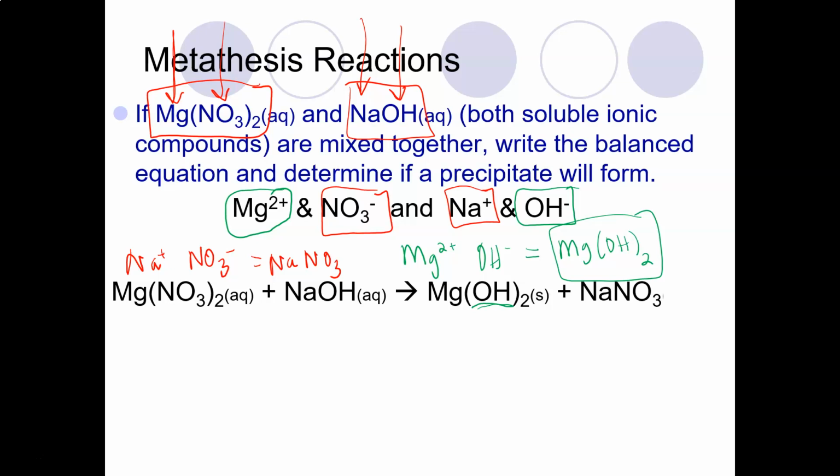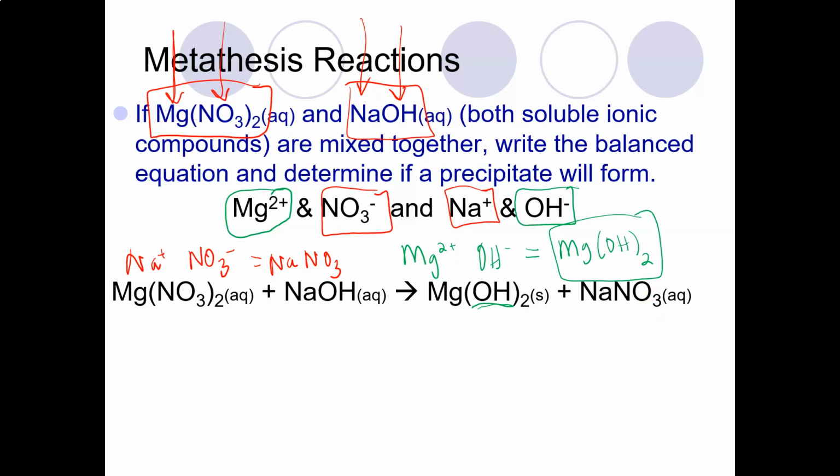And then I look at sodium nitrate. I'm going to look up nitrate in the solubility rules, which is in the soluble section. I go to the exceptions, and there are none, which means all nitrates are soluble. So when something is soluble, we're going to say aq. So that takes us through step number 3.